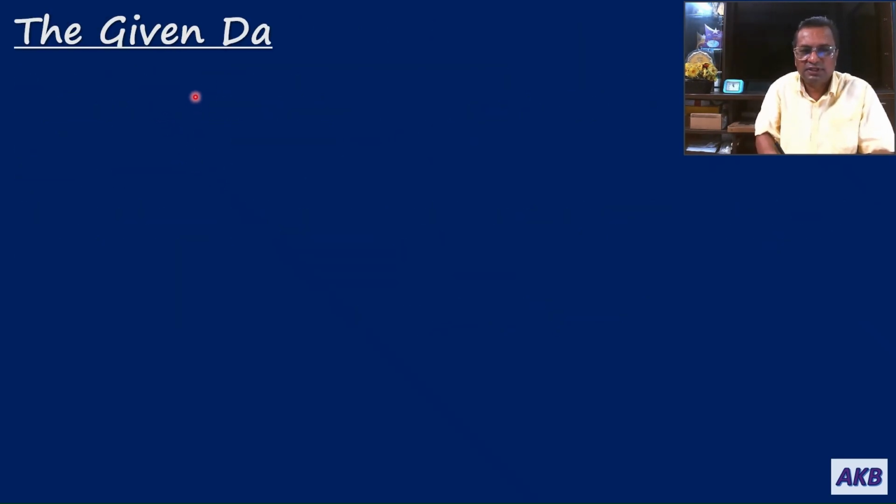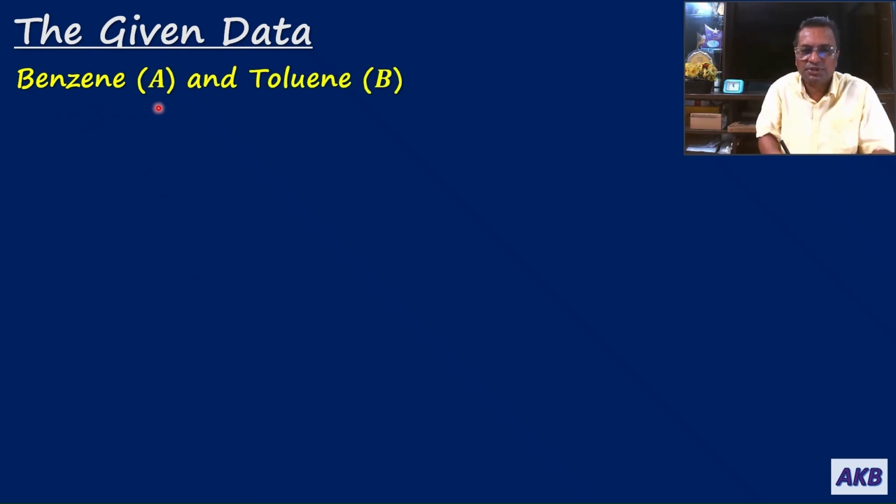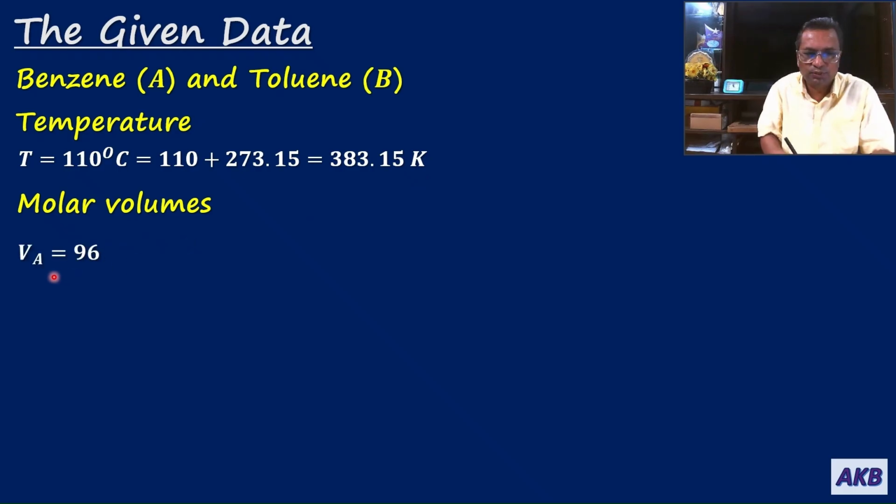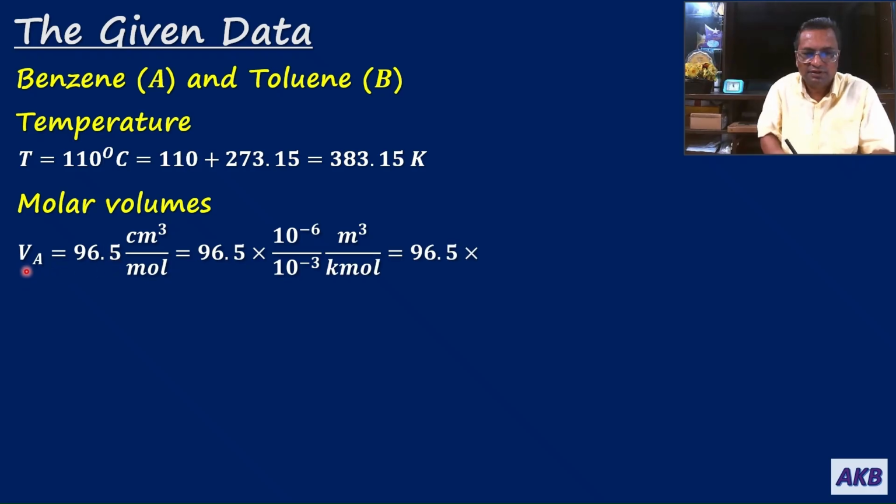So first, we will list what is given to us in numerical number 1. Benzene, let us denote it by capital A, and toluene, let us denote it by capital B. Temperature is 110 degrees Celsius, so that is 110 plus 273.15, which is 383.15 Kelvin. Then molar volumes are given to us. For A, that is benzene, V_A is 96.5 centimeter cube per mole or centimeter cube per gram mole.